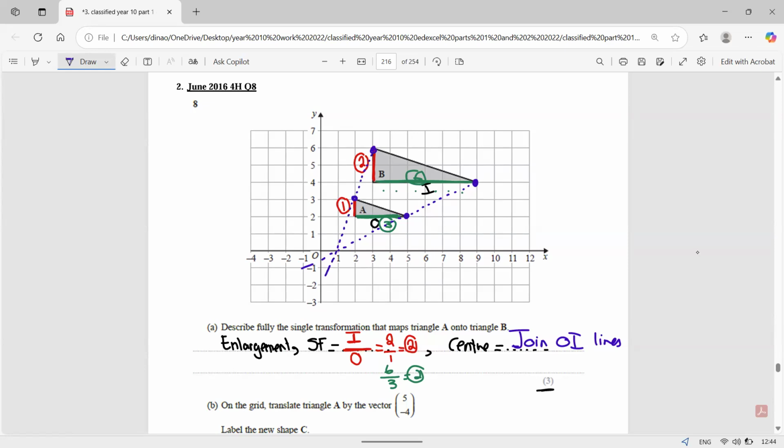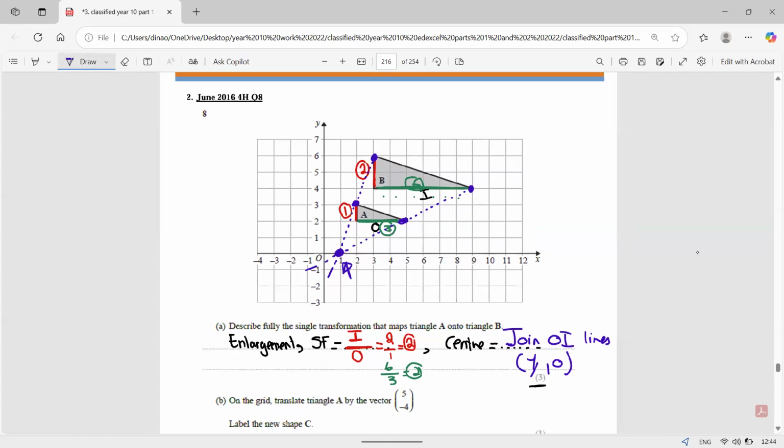What are OI lines? Object image lines. Pick a point on the image and the corresponding point on the object, not any point with any point, each point with its matching one. Join and extend. Both OI lines will intersect at a point. This point over here is going to be your center. So the center is (1, 0).